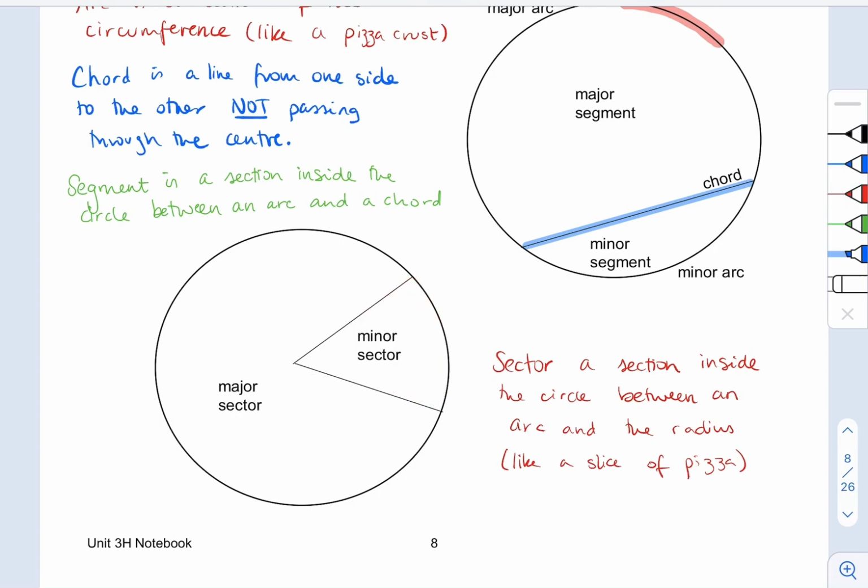Again, the difference between the major and the minor. Major is the bigger one. So if you imagine you cut out a pizza slice, you've taken a minor sector, but what's left over in the box is a major sector.